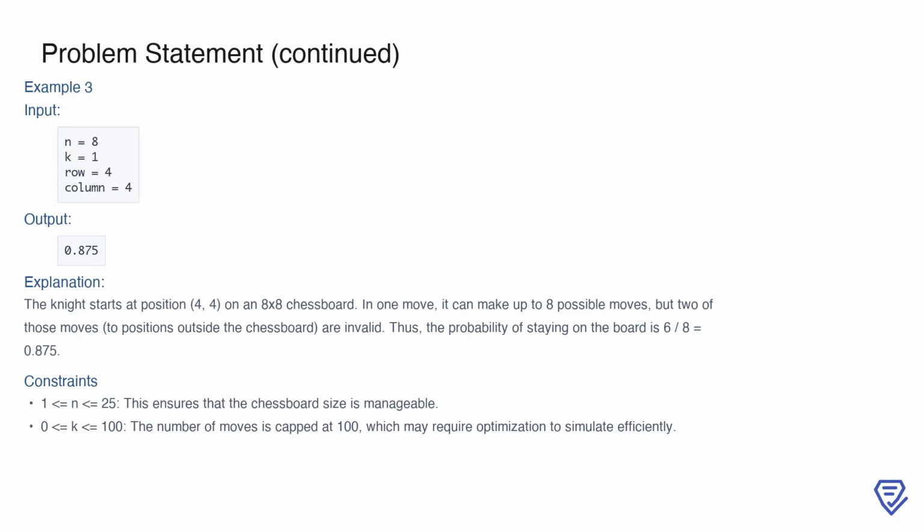Let's consider another example with an 8x8 chessboard, where the knight starts at position 4, 4, and makes 1 move. From this central position, the knight has up to 8 potential moves. However, if some of these moves land outside the bounds of the chessboard, they are invalid. In this case, exactly 6 out of the 8 moves keep the knight on the board. Therefore, the probability of staying on the board is the ratio of valid moves to total possible moves, which is 6 divided by 8, or 0.875. This illustrates how the knight's position and the size of the board influence the probability calculation.